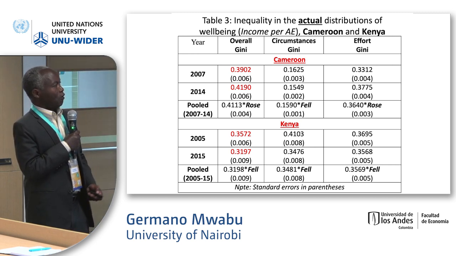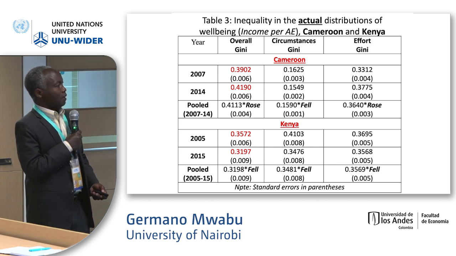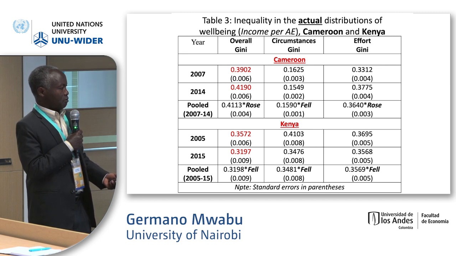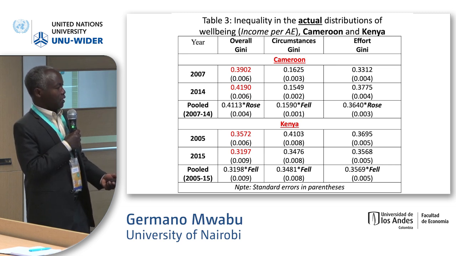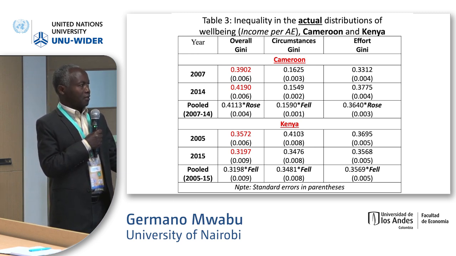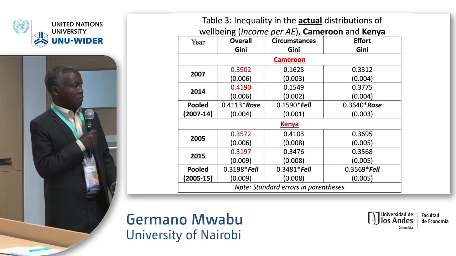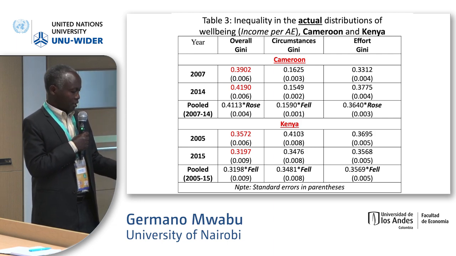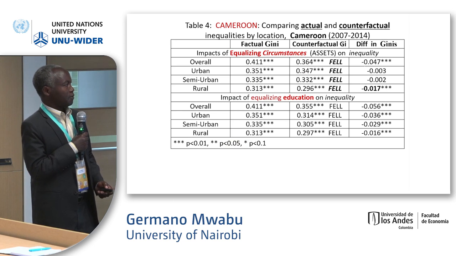Okay, so for overall Gini, for Cameroon, between 2007 and 2014, the Gini actually increased for overall. But for Kenya it decreased instead. And you see something similar for Gini related to circumstances and Gini related to effort.